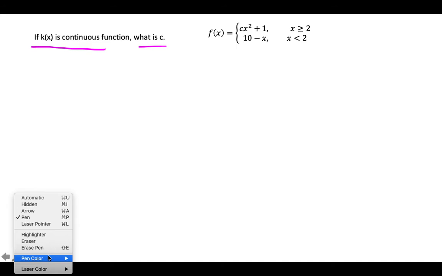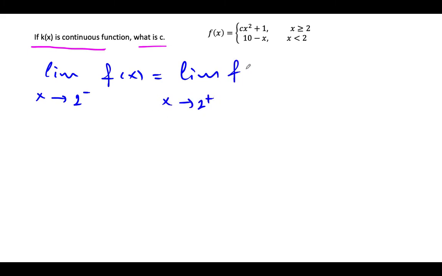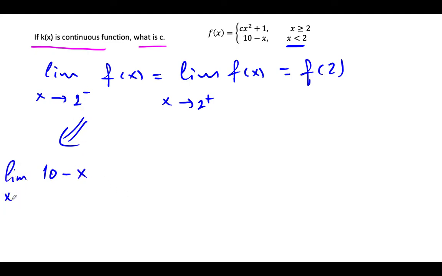So since the function is continuous, I will say this one: limit as x approaches 2 minus of f of x is equal to limit as x approaches 2 plus of f of x is equal to f of 2. And so in my question, the left hand side limit, when I approach number 2 from the left side, this will be 10 minus x, so limit of this will be directly, let me write it, limit x approaches 2 minus of 10 minus x. So this is 10 minus 2, which is equal to 8.